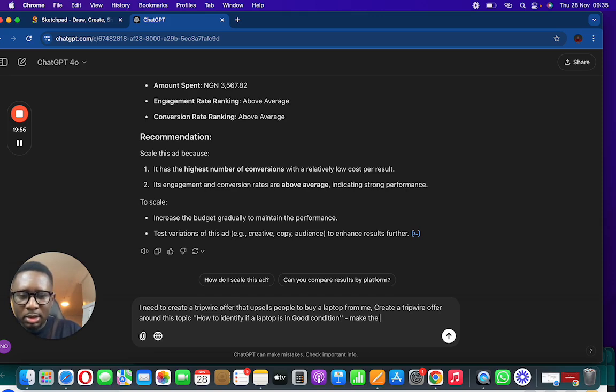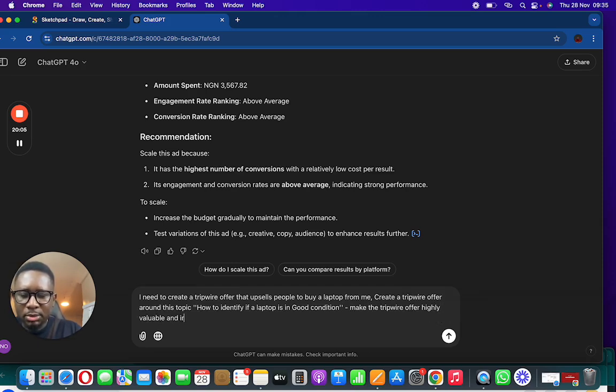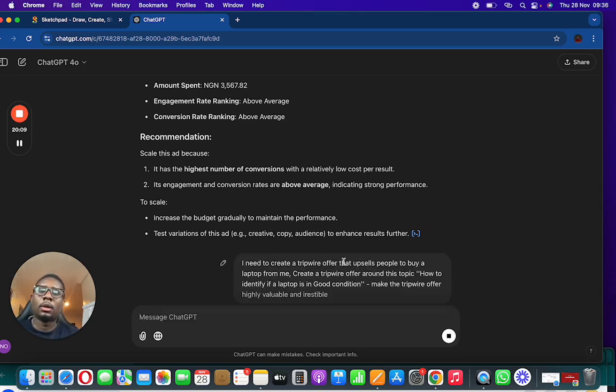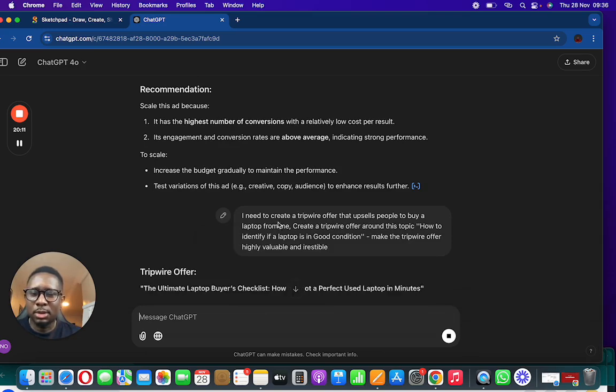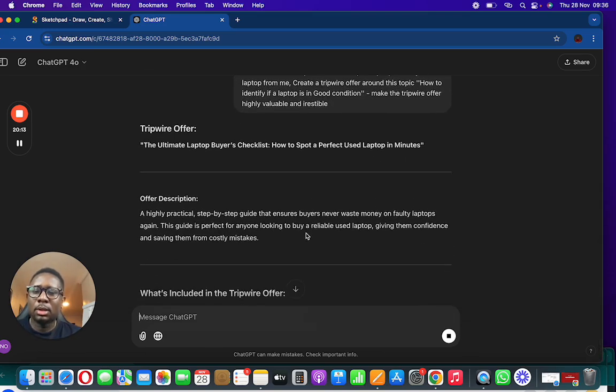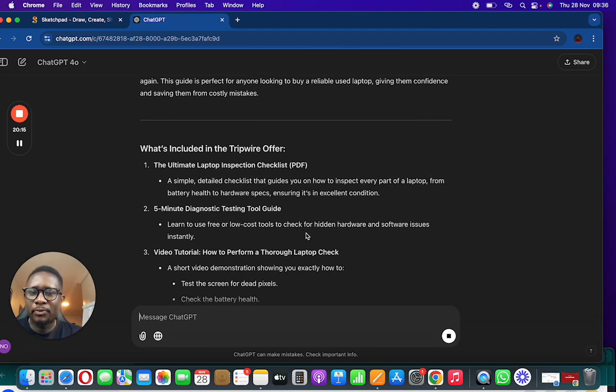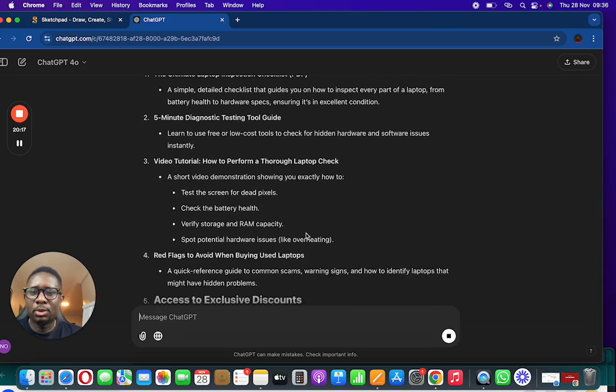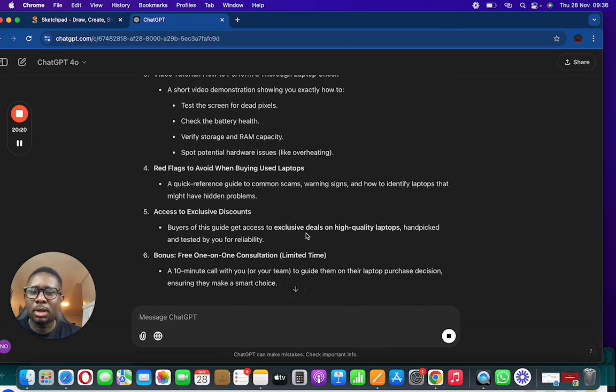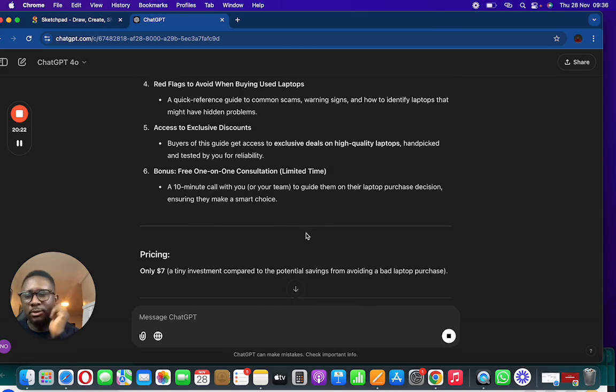Make the tripwire offer highly valuable and irresistible. Okay, and then we see what ChatGPT does. Beautiful. And then it just creates the entire thing for you, right?